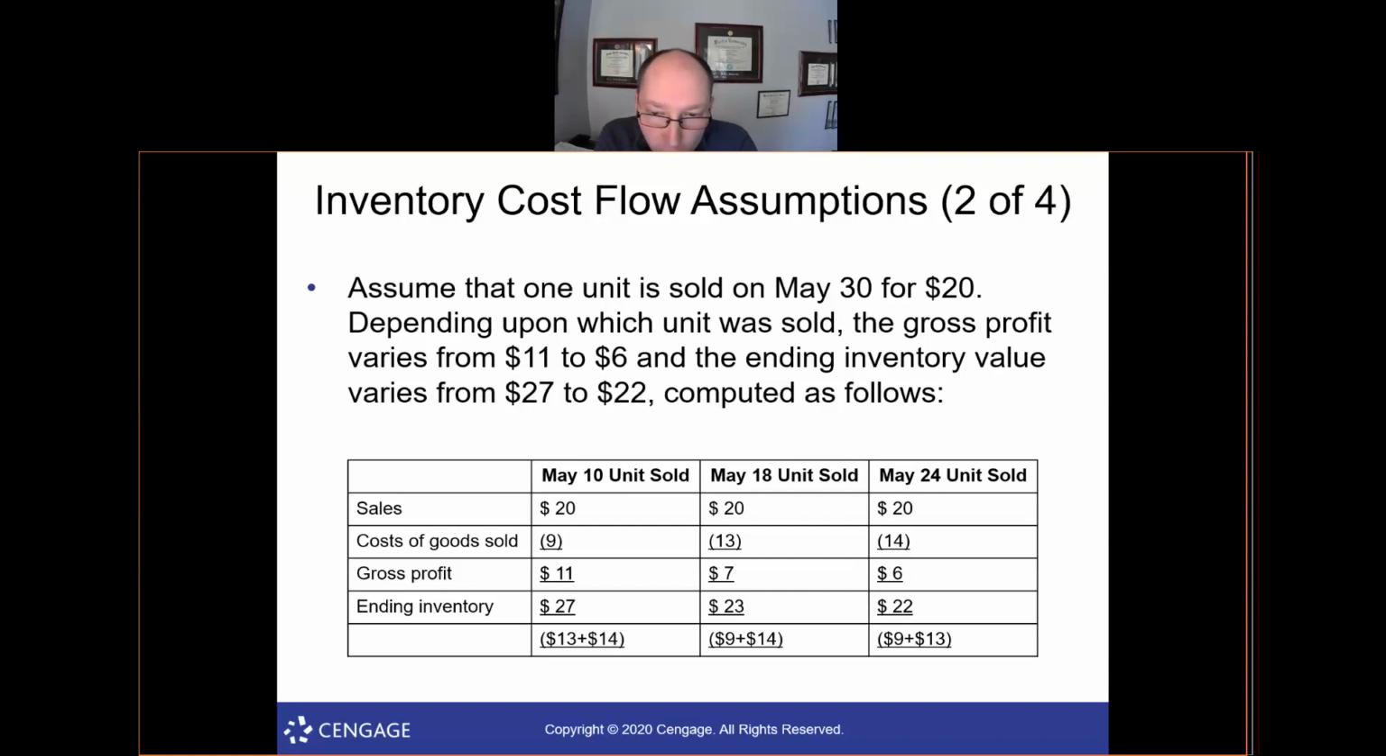Then on May 24th, I sold that one, last in, first out. Okay, I sold it for $20. It cost me $14 to buy that mug. Gives me a gross profit of 6. My ending inventory is $22. 9 plus 13. Make sense? Good so far? These are cost flow assumptions.